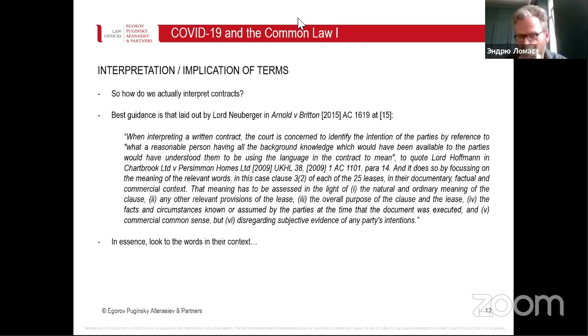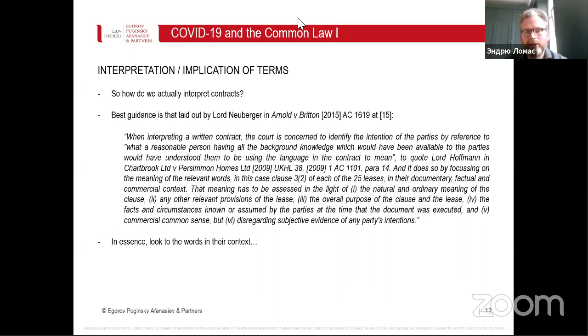And that leads to this question, well, even if the judges don't even know what's going on here, how does that help us as lawyers, as advisors to businesses and our clients? How does that help us approach how a court will interpret a contract? And I think, in my view, the best guidance remains that as set out in Arnold and Britton.